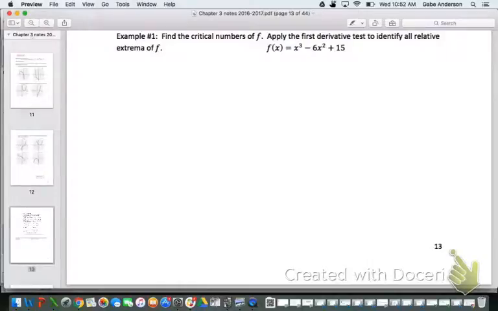Example number 1, I'll read it out loud. It says, find the critical numbers of f, and then we're going to apply the first derivative test to identify all relative extrema of f. And the first sentence really tells us something very clear to do. It says, find the critical numbers of f.